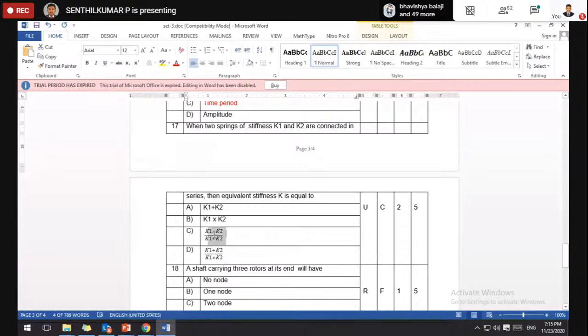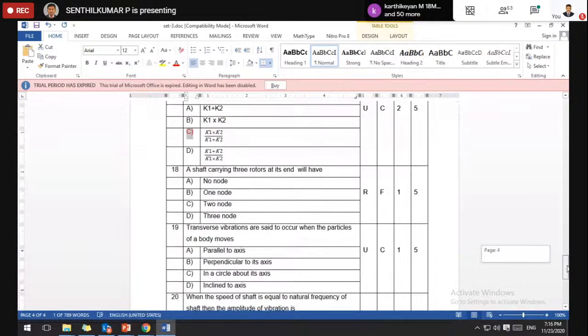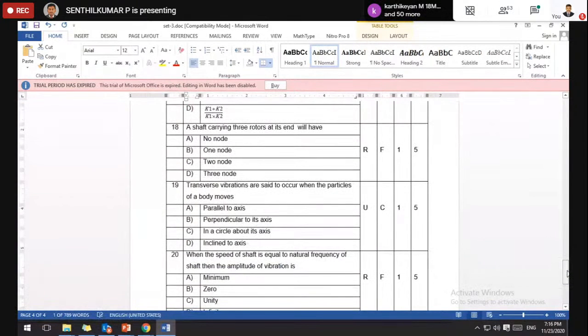Yes, C. So this is an answer. Sometimes they will give K1, K2 values, and you have to find them out. Then, a shaft carrying 3 rotors: what is the number of nodes for 3 rotors? 2 nodes.